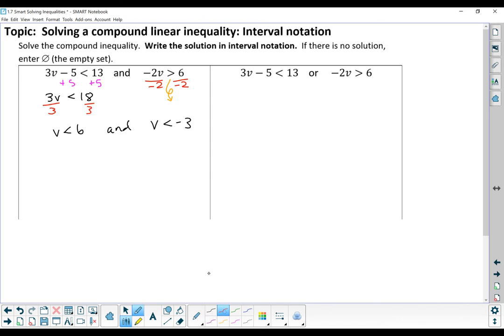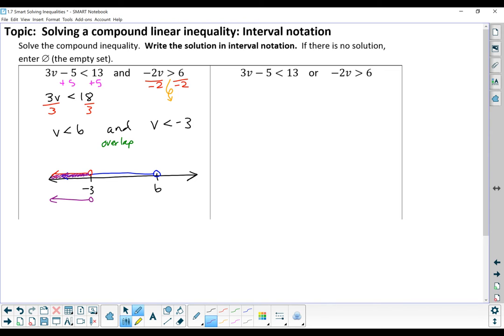And we are looking for an overlap. So, if I think about what the graph of this looks like, here's my number line, here's the number 6. My first equation tells me that v is less than 6. So, that would be something like this. Our second condition says that v is less than negative 3. Well, that would be something like this. So we're looking for the overlap. The overlap of those two conditions is just this piece over here. That's where they overlap. So our overlapped area is from negative 3 and to the left.